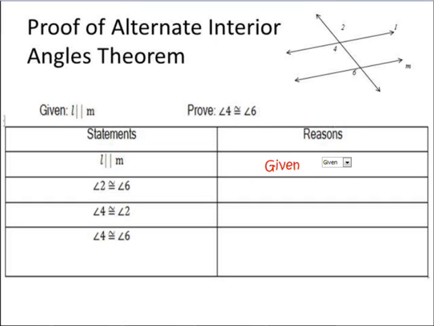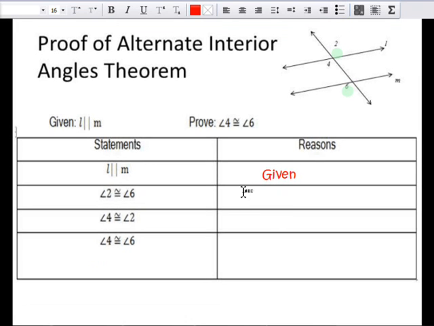Anybody? What do they look like? Okay, and we're talking about 2 and 6. Those are on opposite sides of the transversal, and they're on the outside, so that would be alternate exterior angles.